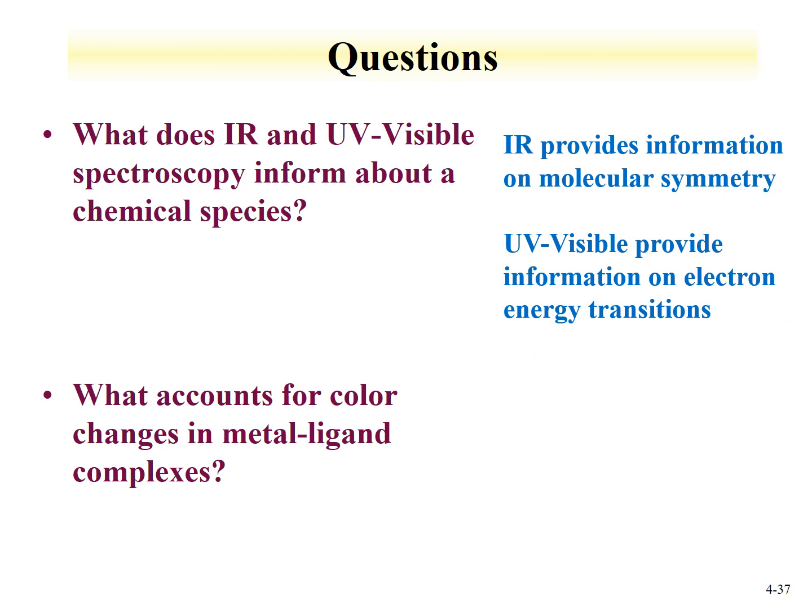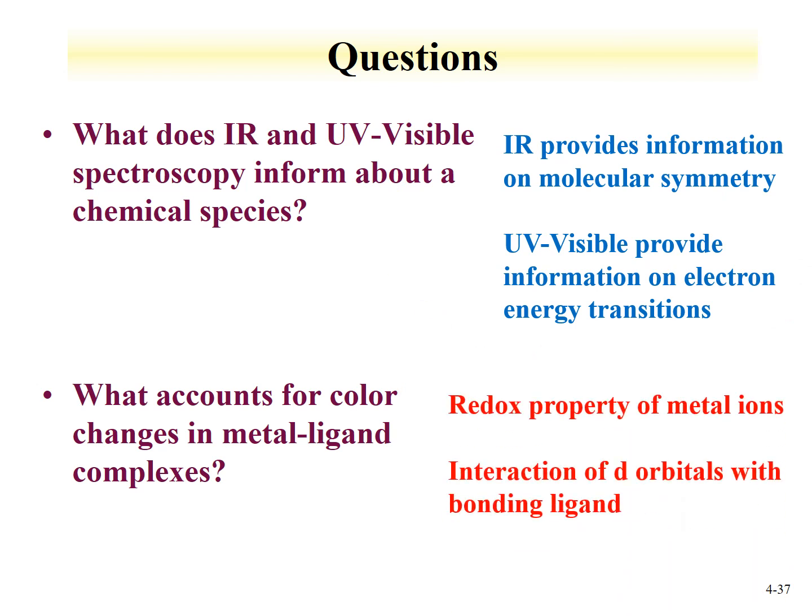And what accounts for color changes in metal-ligand complexes? Well, there's two areas. One is just the redox properties of the metal ions themselves. If the metal ions have multiple oxidation states, they'll be colored. But there's also color changes due to interactions of orbitals with the bonding ligand. So for instance, a plutonium compound, plutonium-4, will have a color, but that color will be varied based upon whether it's plutonium chloride or plutonium nitrate.